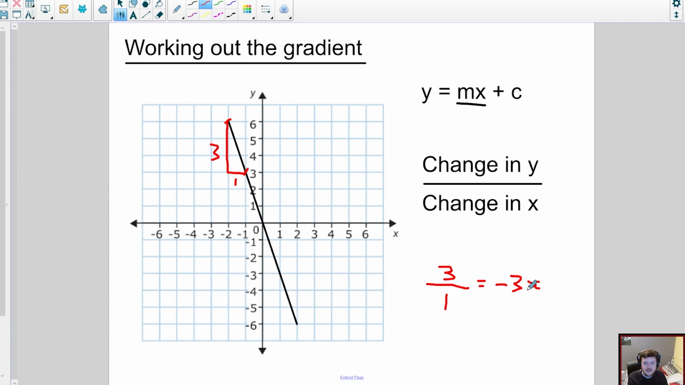So we're going negative 3 in this case. So be careful about the direction of travel the line is going in. As we get higher in x, our number is going lower. So it's a negative gradient. So that's one thing to be careful of.